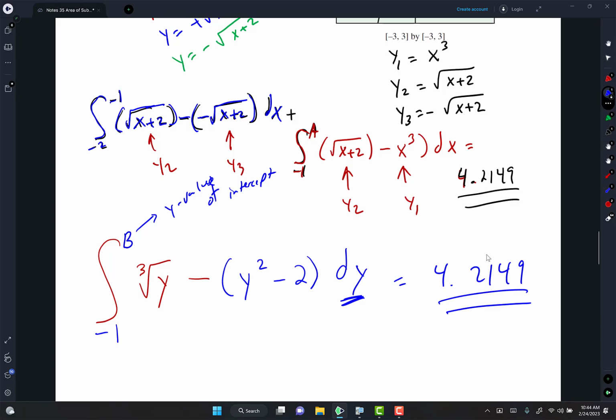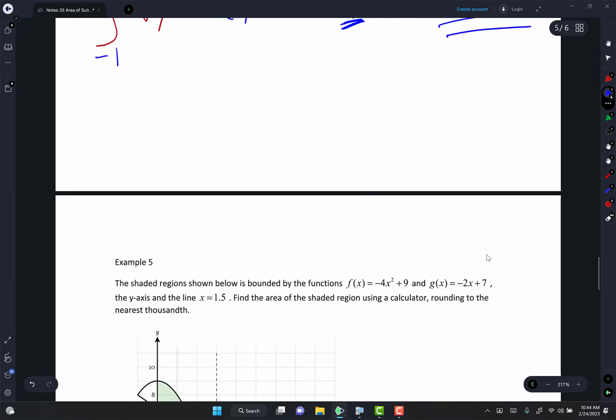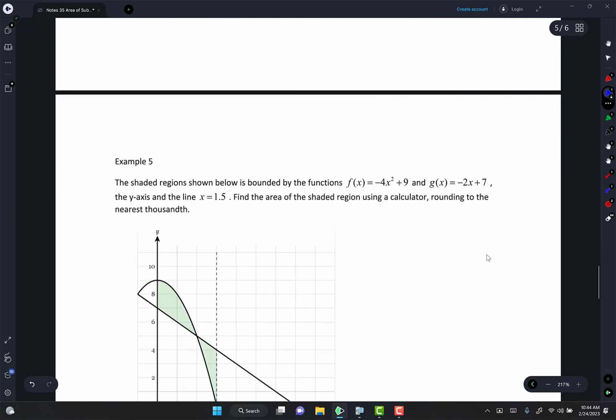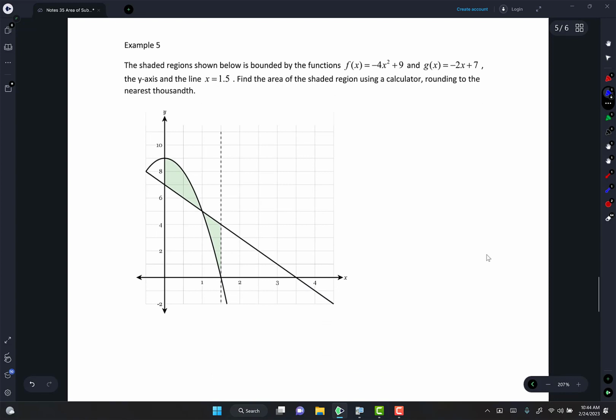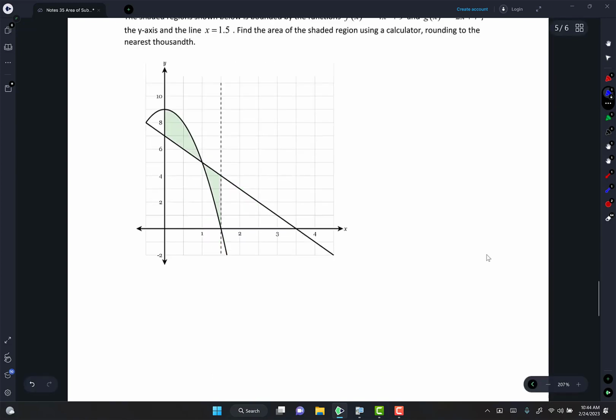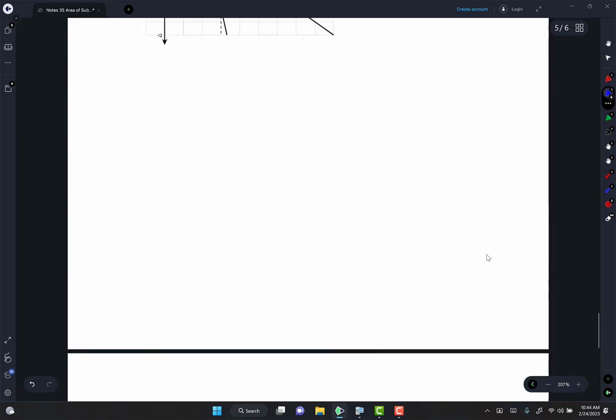Which one was easier? The one with x's or one with y's? The one with y's, guys. Cool or not cool? All right. Here we go. Last one. I think this is the last one. Oh, we got two more. Sorry, guys. We got two more.